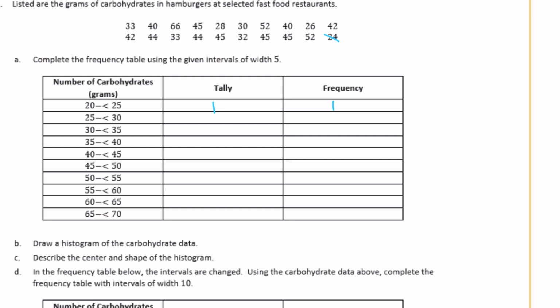25 to less than 30, so 25 to 29. I see 1, 2, so 2. 30 to 34. There's 1, 2, 3, 4, so 4. 35 to less than 40, so 35 to 39. Let's see, any? So that's going to be a 0.